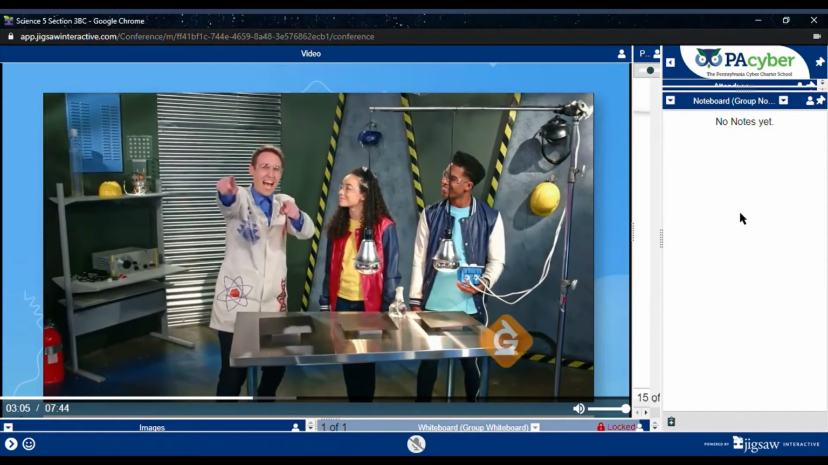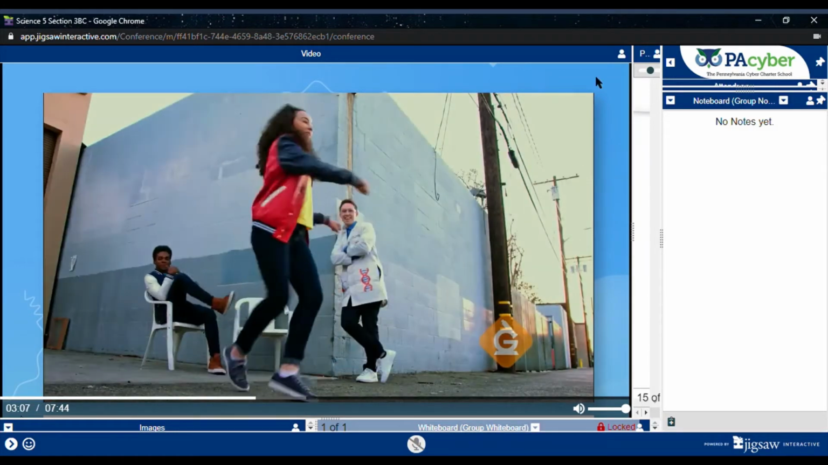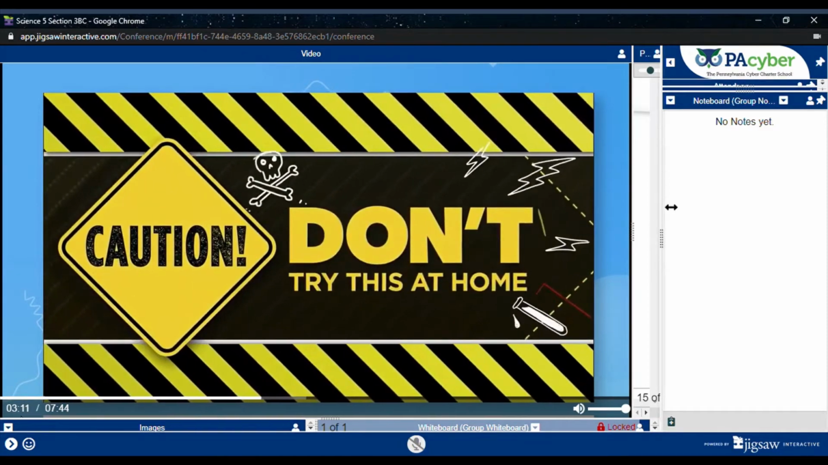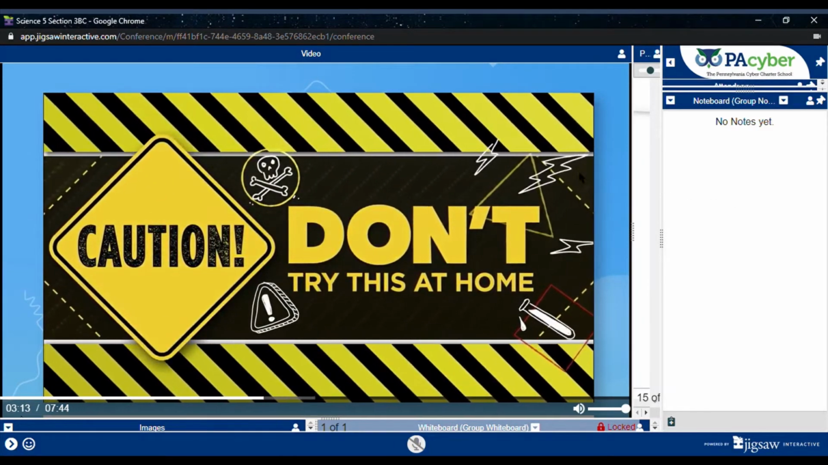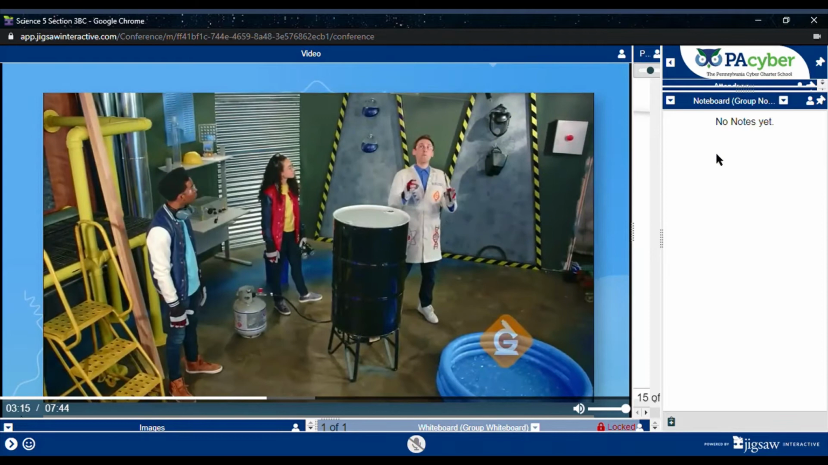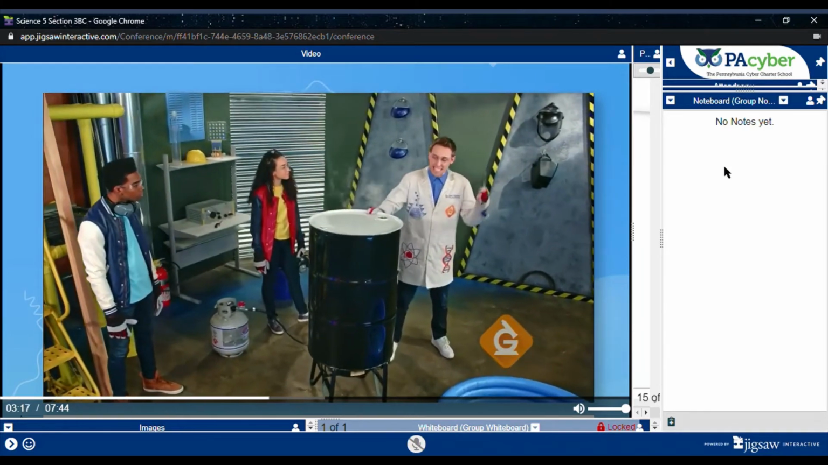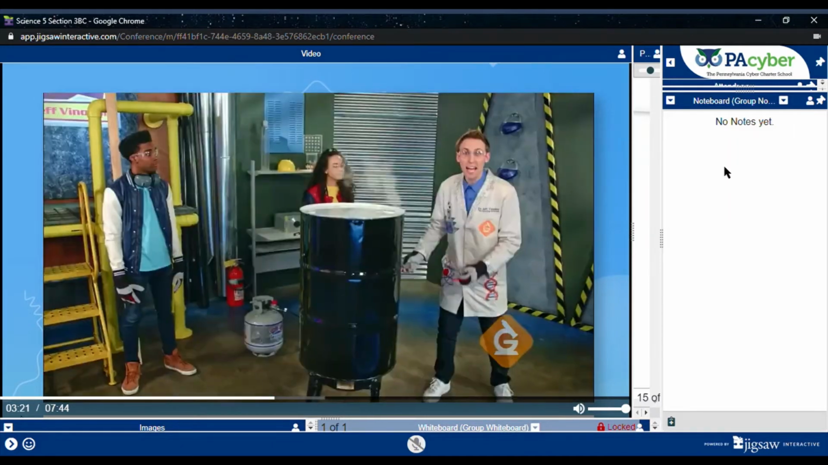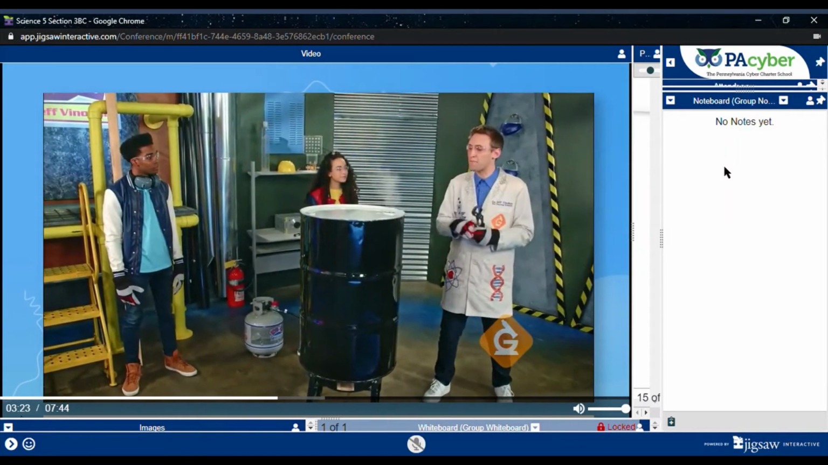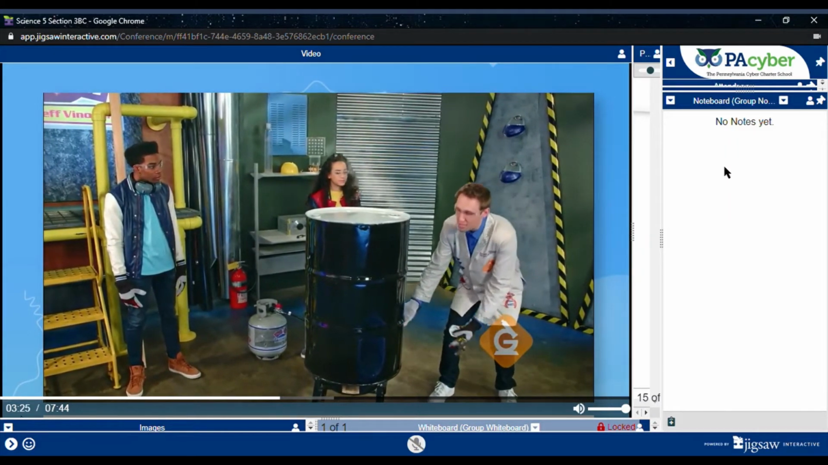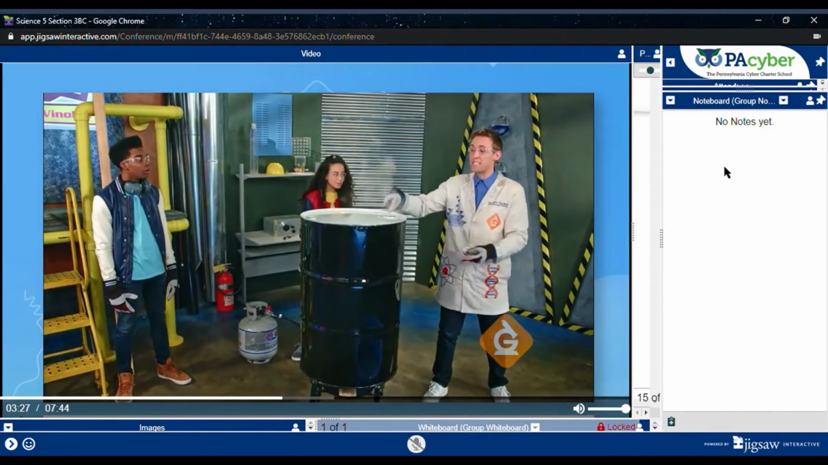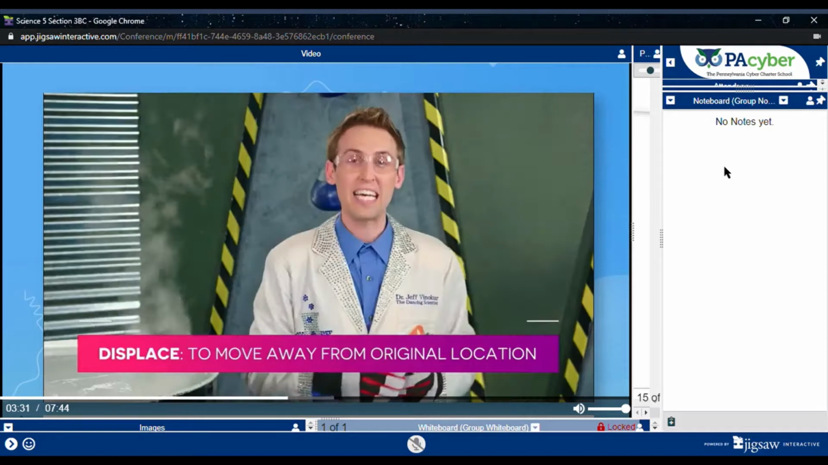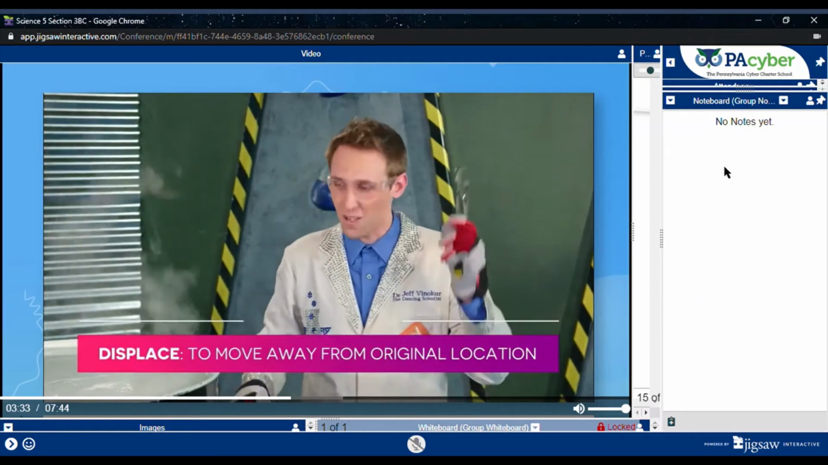Let's break it down. Don't try this at home. I put water into the bottom of this steel barrel. That water is now boiling and it's turning into a gas called water vapor. That water vapor is filling up the whole container, and because the top is open, it's displacing all of the air inside. Next, we're gonna cap it off and cool it back down.